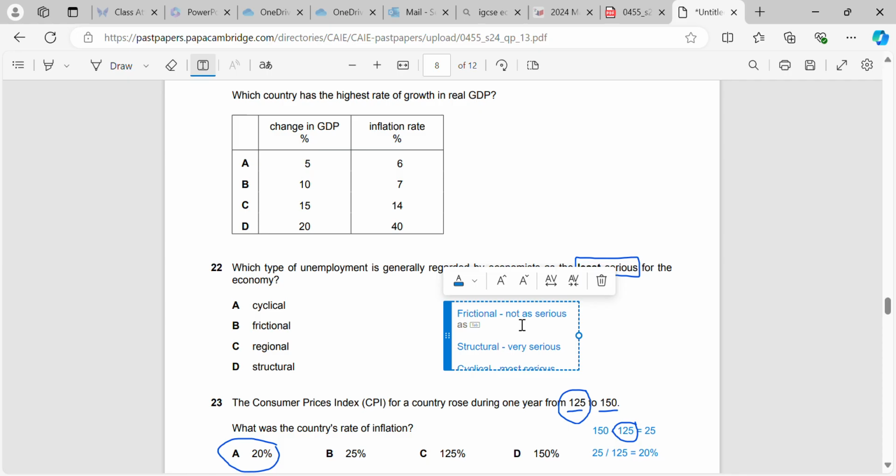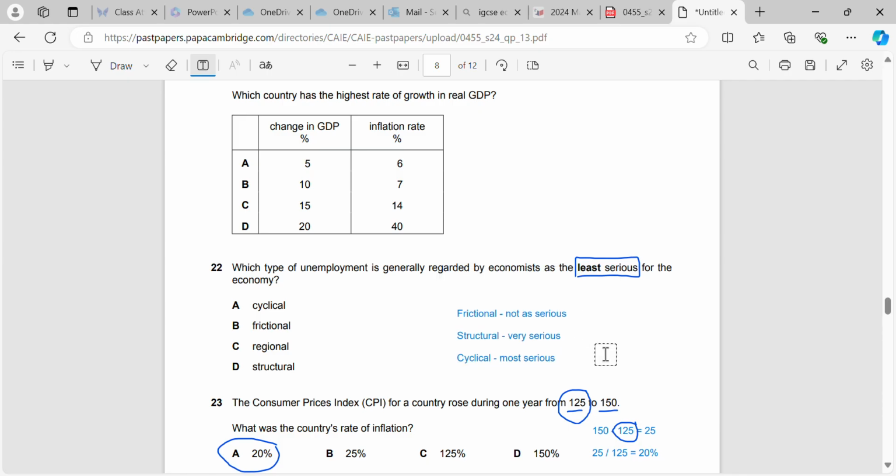This is the way we put it in the slides and on the Microsoft whiteboard for the students in my class. You try and condense them very simply. So once we know this, we rank them in order. Frictional is 1, structural is 2, cyclical is 3. Therefore, the correct answer is B. Cyclical needs to be fixed. It arises from a lack of AD, and we need to use expansionary fiscal or expansionary monetary policy to fix it. Regional unemployment is a type of structural unemployment.